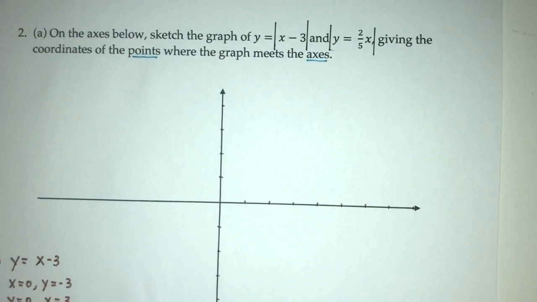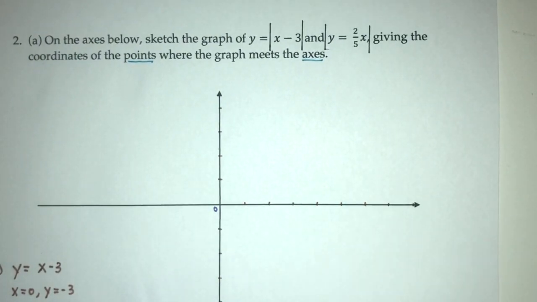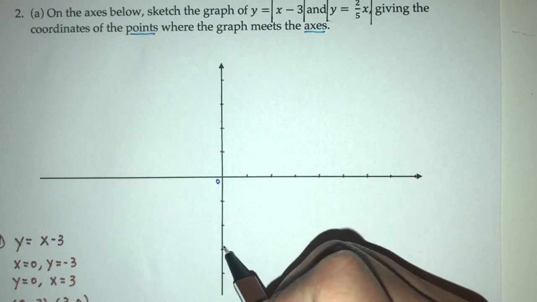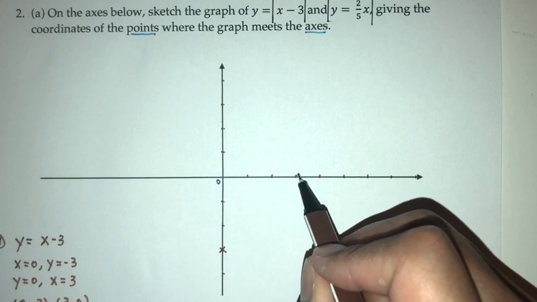Now the first point is (0, -3). So 0 here, obviously, and -3 will be right here. So this is -1, -2, -3. And then we have (3, 0). So 1, 2, 3, 0 will be here.